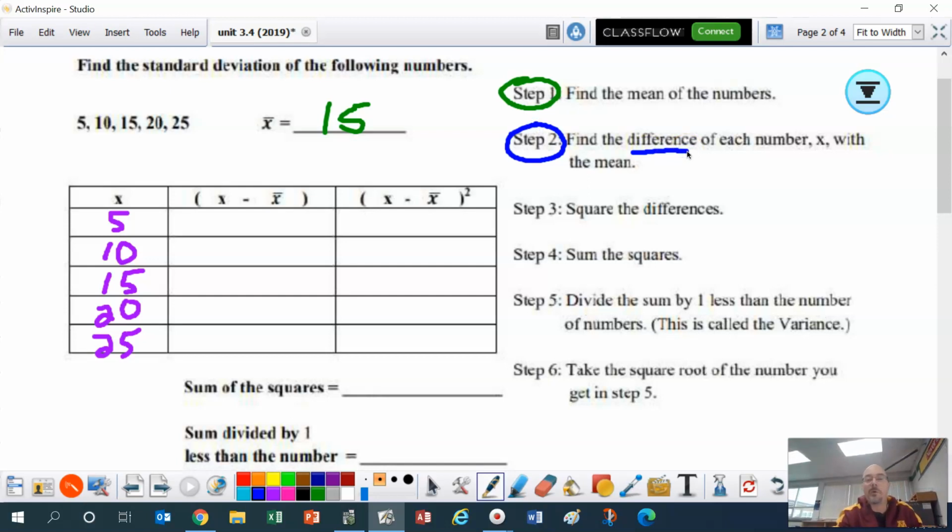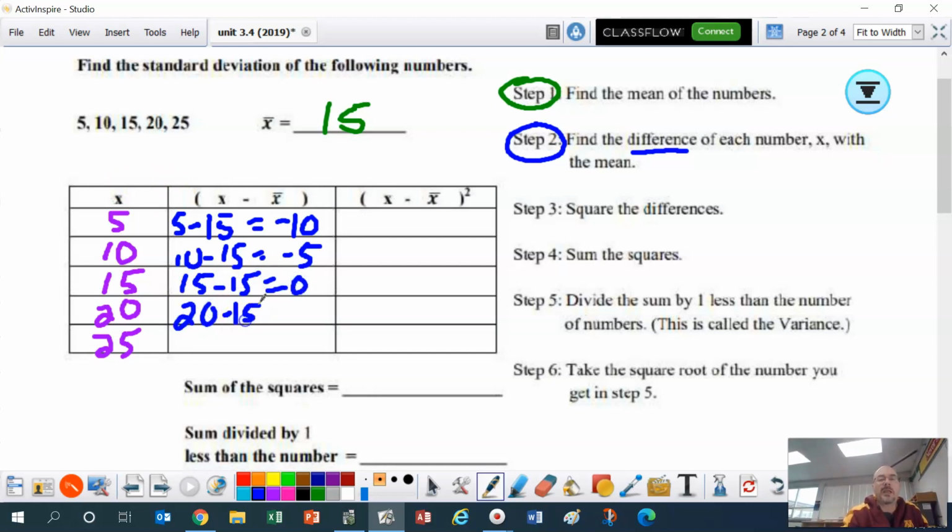Just like what we did in unit 3.2, we're going to subtract. So we're going to go 5 minus 15. That's negative 10. 10 minus 15, that's negative 5. 15 minus 15, 0. 20 minus 15. Again, if I'm going way too fast for you, just hit the pause button.